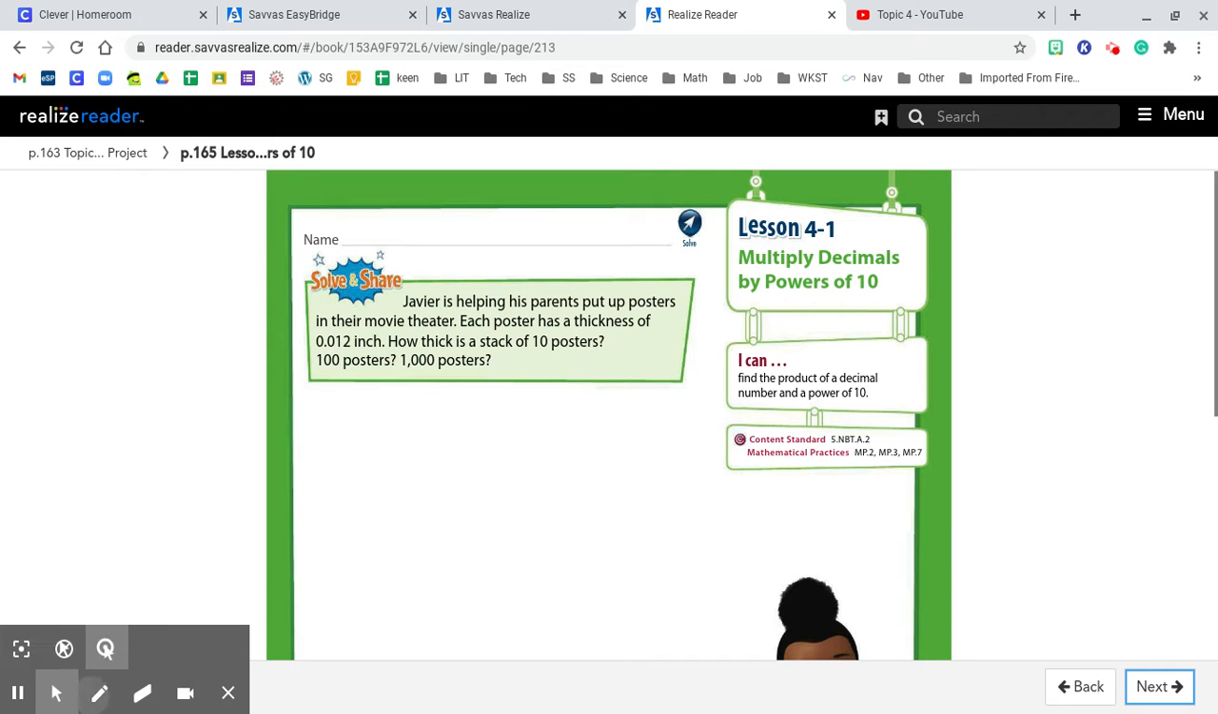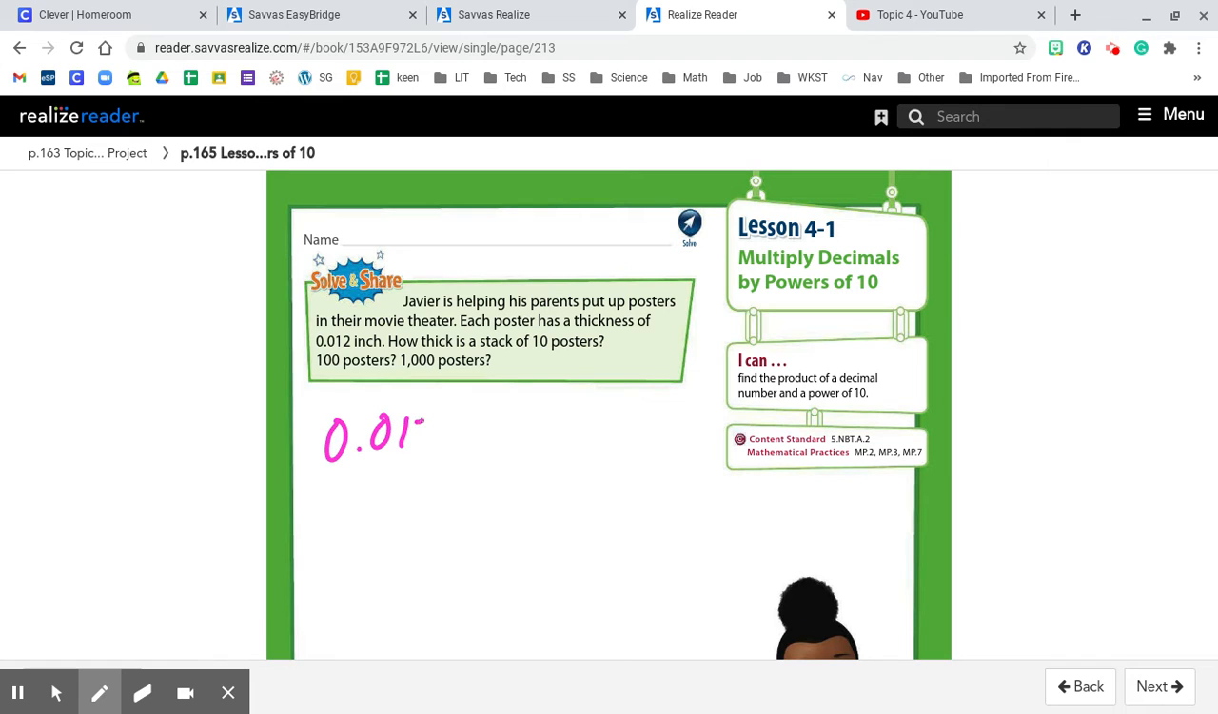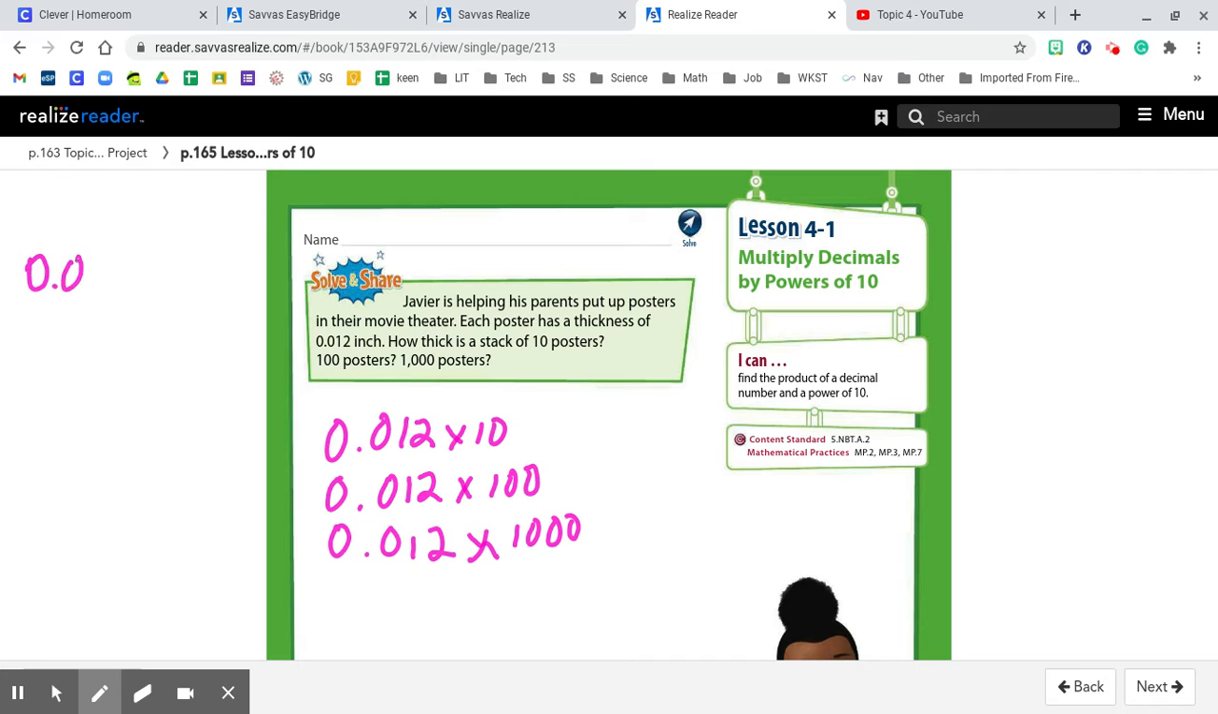So basically, what we need to do here is we need our equation, or what we're trying to solve. We're solving 0.012 times 10, 0.012 times 100, and 0.012 times 1,000. Now, unlike with whole numbers, we do not annex zeros. Let me show you why we don't do that.